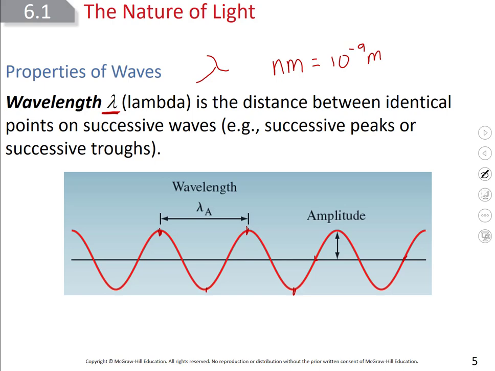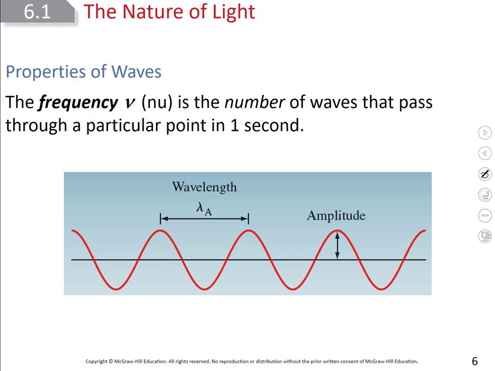So that's wavelength. Next, we have something called the frequency. The frequency is not the same thing as speed. Why? Well, because all light is traveling at the same speed, right? At least assuming we're through a vacuum. It's all going at the same speed. So it's not the same thing as speed.